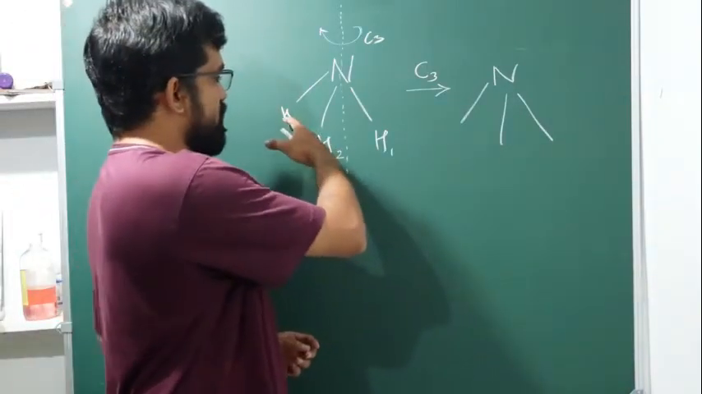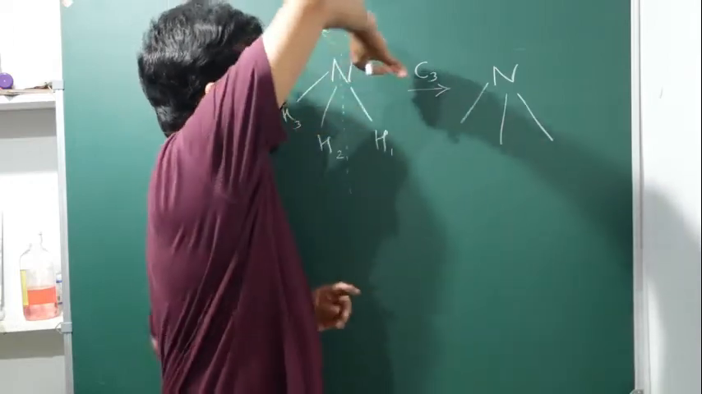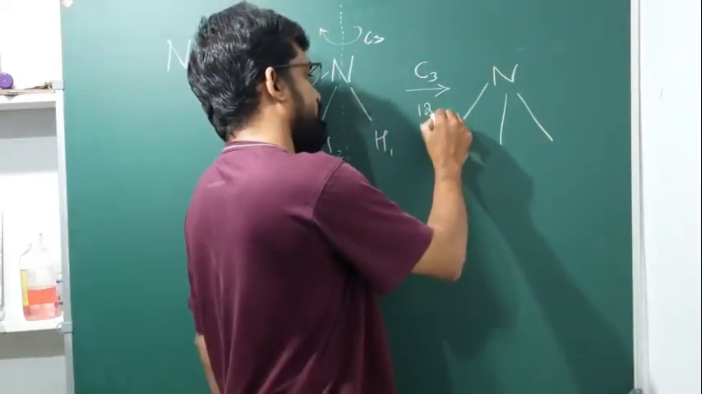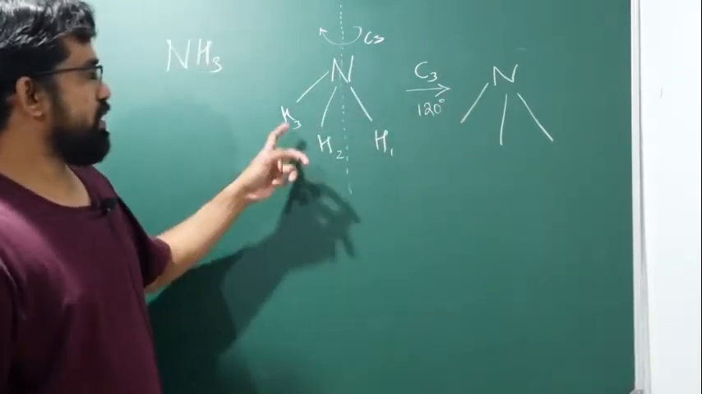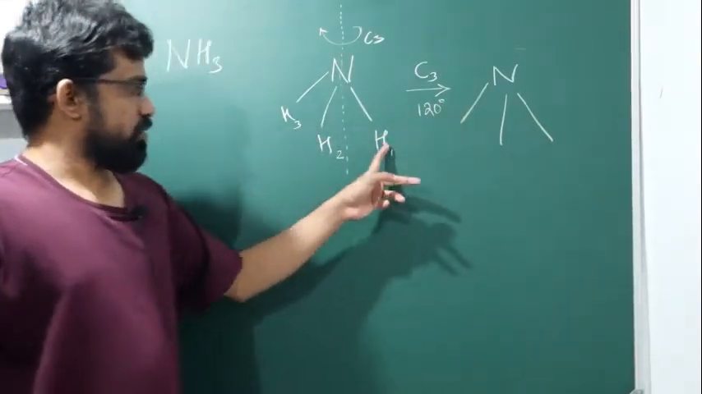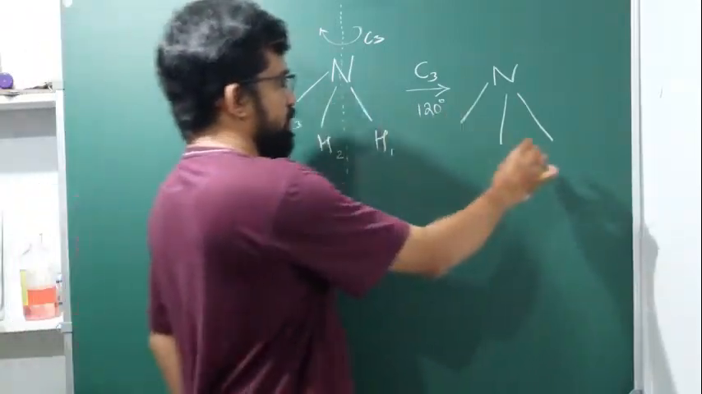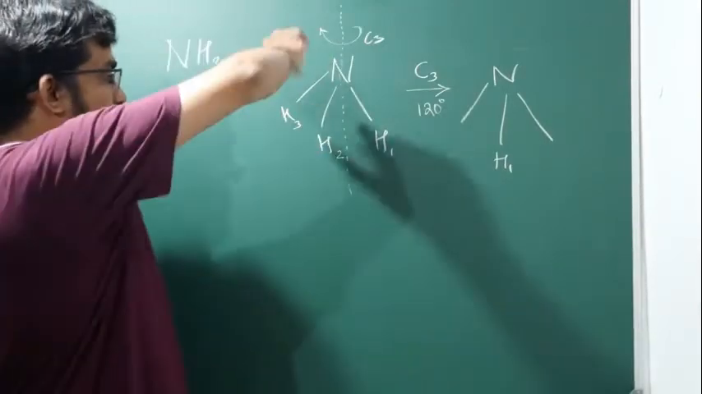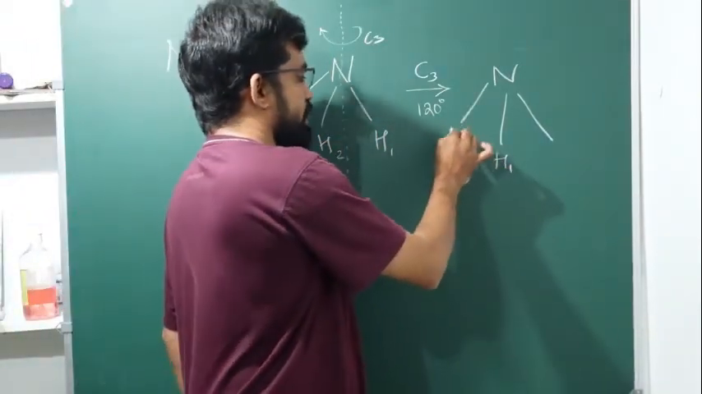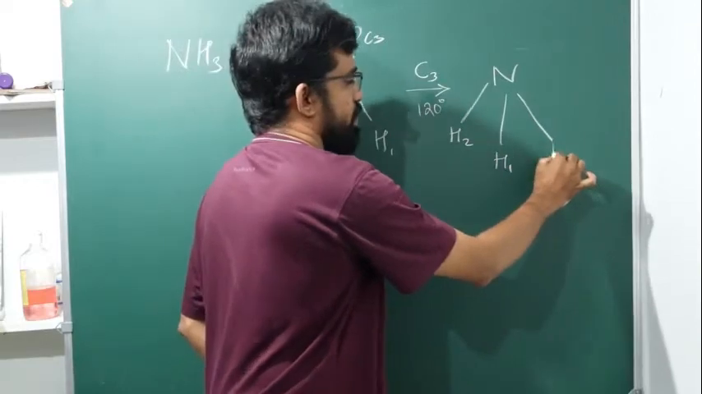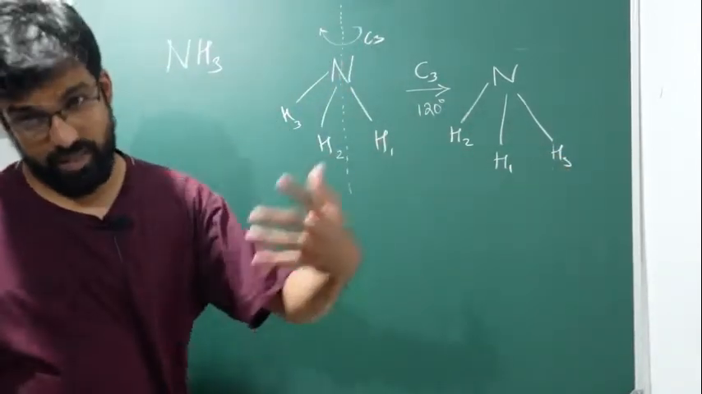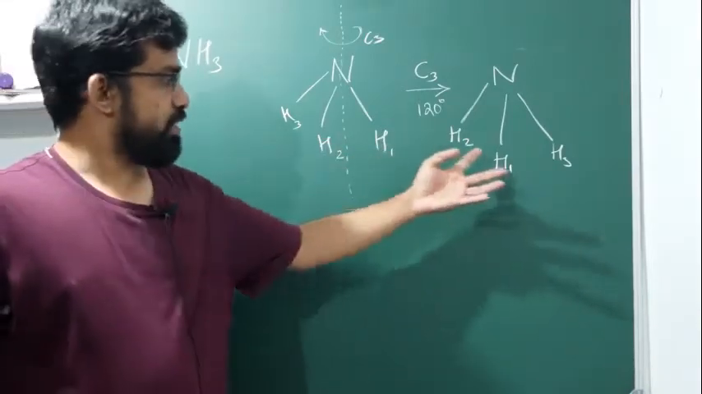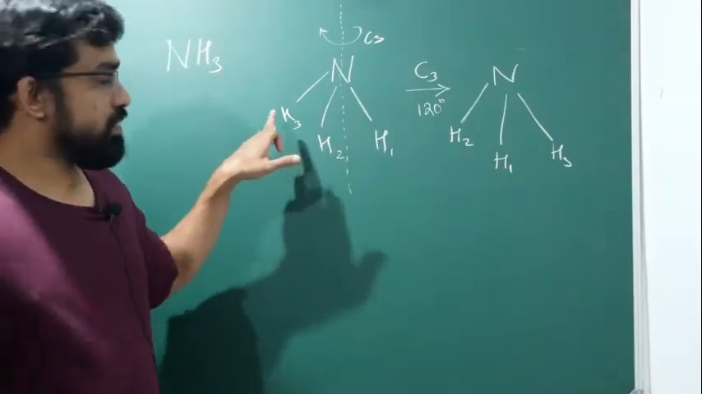So then what happened to the hydrogens? What will happen on rotation about C3, meaning how many degrees? It is 120 degrees. H3 will go here and H1 will come here. H1 will be here on rotation, and H2 will be here and H3 will be here. This is C3. Now this is a different orientation, right?